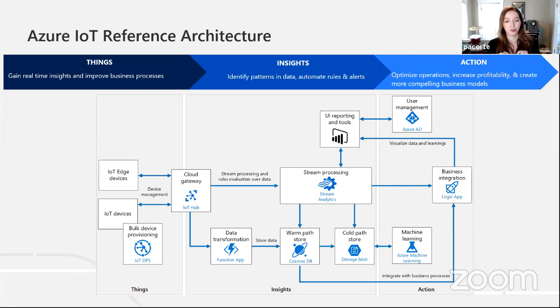But the reason I wanted to show this is that there are all of these products and services you can use to build an IoT solution. And even though there are tons of IoT solutions out there, there are core elements that are pretty common to mostly all of them, which are the things, insights, and actions. That includes the devices, the cloud gateway, streaming the data, storing the data, and using the data to take action.